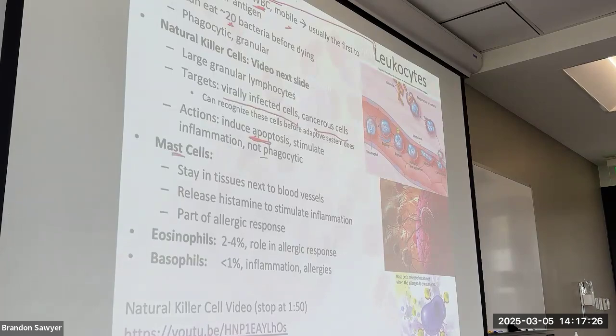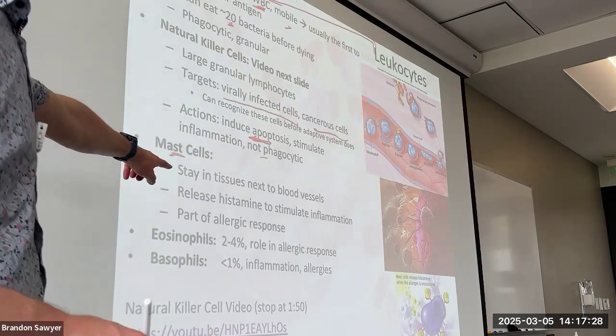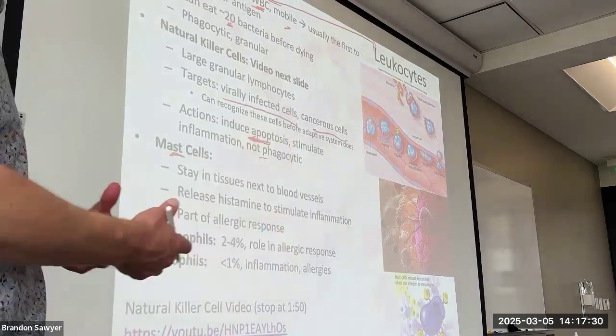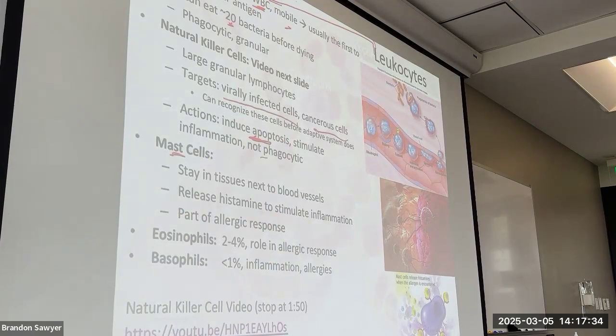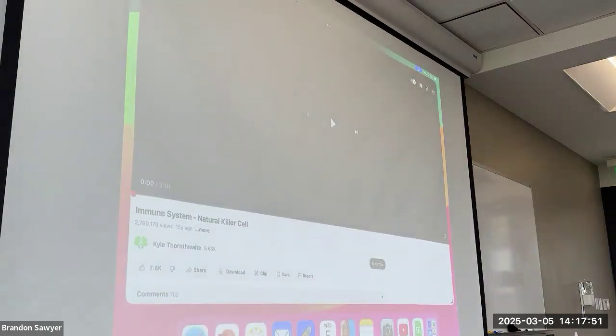Our mast cells are very important for releasing histamine. Antihistamines that a lot of us take for allergies target the histamine part, which is released by these mast cells. And then we've got a couple others: eosinophils, part of our allergies as well, and basophils, related to inflammation and allergies as well. Let's watch this little video here on natural killer cells.